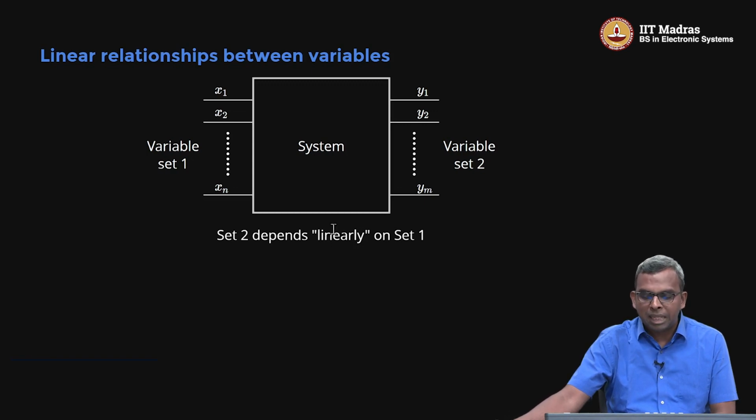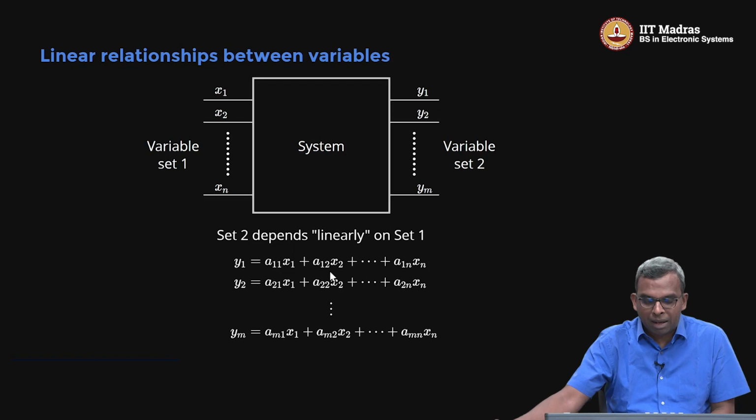So when it depends linearly, what does that mean? So you will end up having equations of this form. This is what I meant by saying. So let's look at the first equation. It says this y1 variable is actually a linear relationship with x1 to xn. So you have a11 x1 plus a12 x2 plus so on till a1n xn. So this is a very typical system assumption.